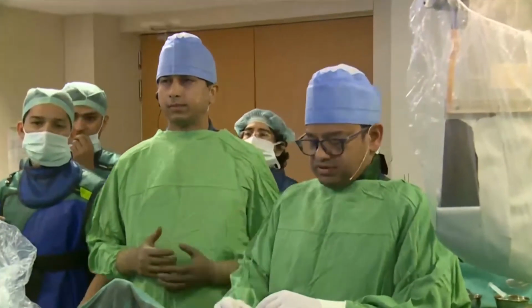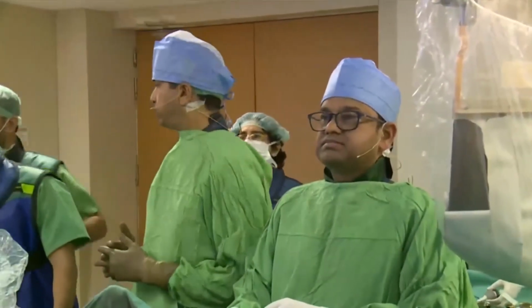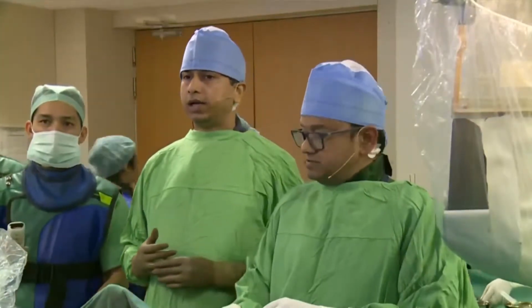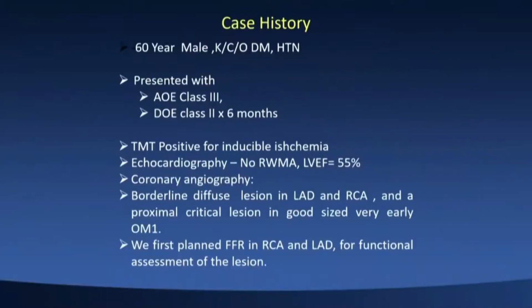Vivek, can you just show the slides for the case study? The history, please. So this is a 60-year-old gentleman. He is a diabetic, hypertensive smoker, presented with recent onset of angina, dyspnea class 2 for 6 months. So he was screened with a treadmill test, and that was positive, moderately positive. Echocardiography was normal, so no RWMA, and the ejection fraction was 55%.